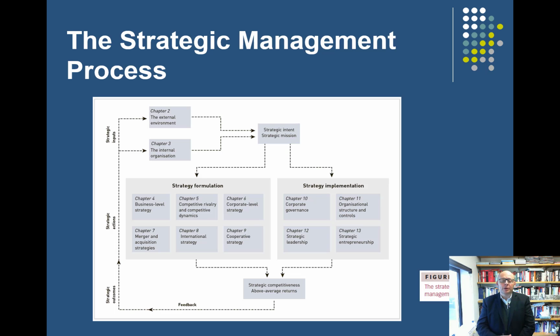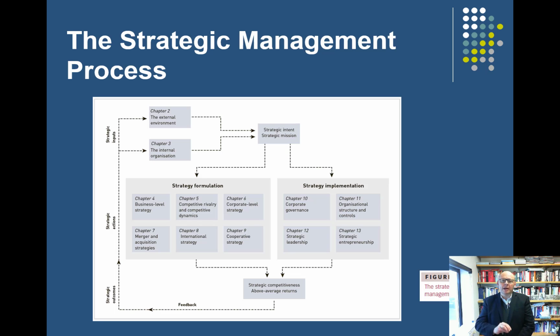If you look at this figure, you can see up in the top left hand corner the first part of the strategy process is about dealing with the inputs into your strategy. And there are two parts of this process. There's external analysis and there's internal analysis.